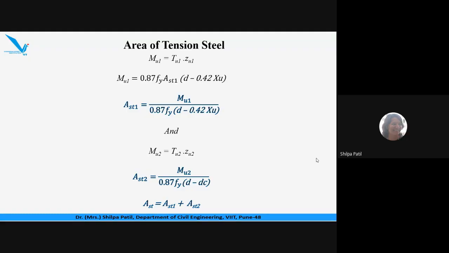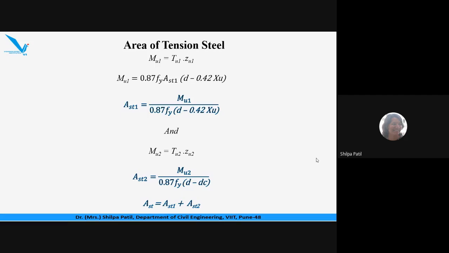These formulas are important to understand and keep in mind, because we will require them further when we start actually designing the beams. Right now you are learning the analysis: how to find out MUR, how to find out XU, and the AST formula. The next part of your unit 2 is related to design, in which you will only have the value of the external bending moment. All other values, B value, D value, AST, ASC, you have to decide based on your design assumptions.